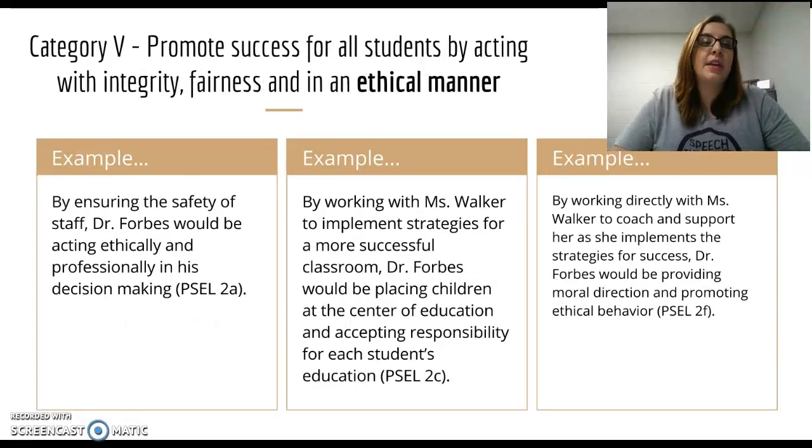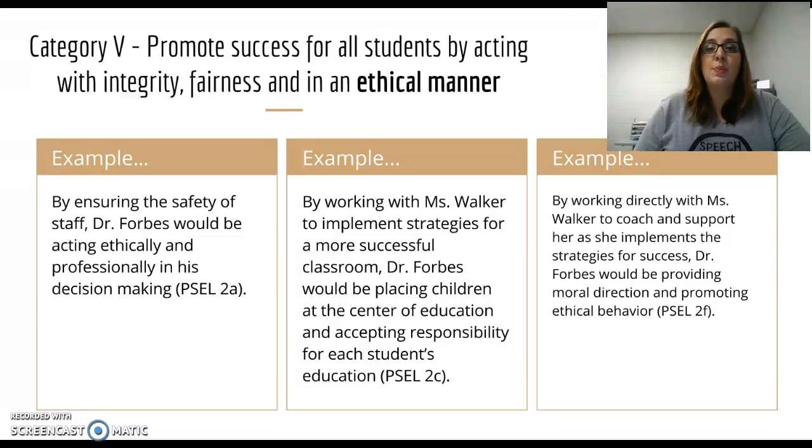As far as acting ethically, by ensuring the safety of his staff and not just disregarding threats, he would be acting ethically in his professional decision making. By working with Ms. Walker to implement strategies for a more successful classroom, Dr. Forbes would be placing children really at the center of education and also accepting responsibility. He wouldn't be putting it all on Ms. Walker, he'd be working alongside her and accepting responsibility himself. And lastly, by working directly with Ms. Walker to coach and support her as she implements strategies, he would be providing her moral direction and promoting ethical behavior.